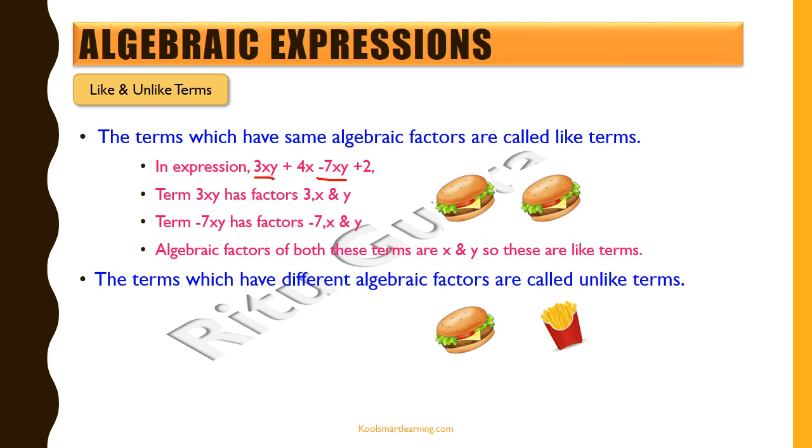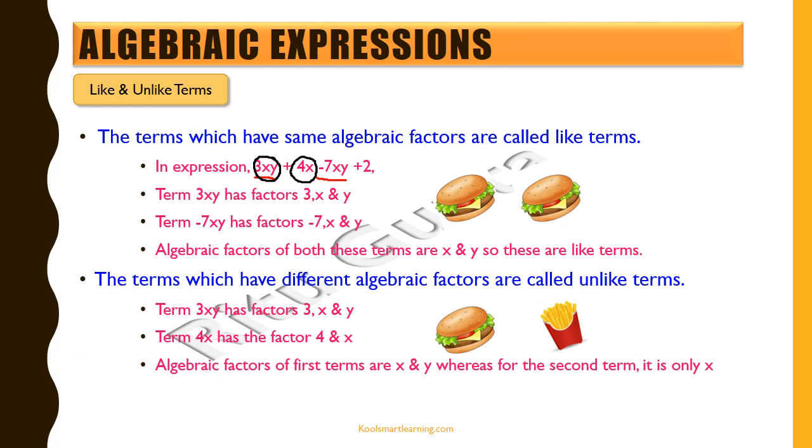Let's take an example here of the same expression. If we take the terms 3xy and 4x, we'll see that the factors for 3xy are 3, x and y, whereas the factors for 4x are 4 and x. Since the algebraic factors of the two terms are different, because in one case the factors are x and y, and in the other case the factor is only x, these are unlike terms. Although they have a common factor x, the algebraic factor y is not present for the term 4x, so they are unlike terms.